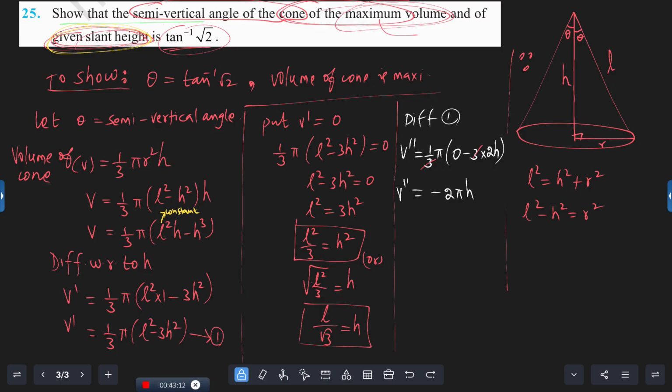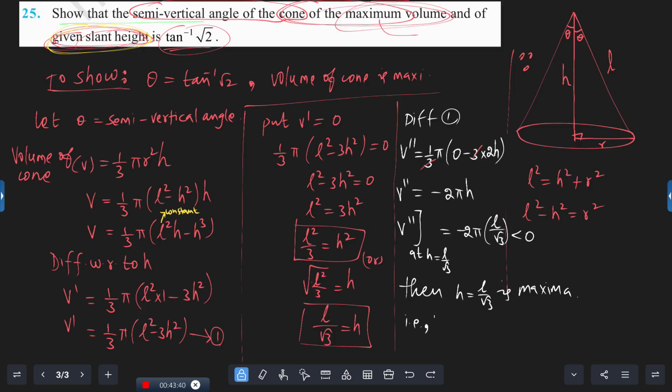Now we have to substitute the H value here. So V double dash at H equal to L by root 3. What am I getting? Minus 2 times pi into the H value L divided by root 3, which is less than 0. That means H equal to L divided by root 3 is maxima. So H is maxima. The volume of the cone is maximum.